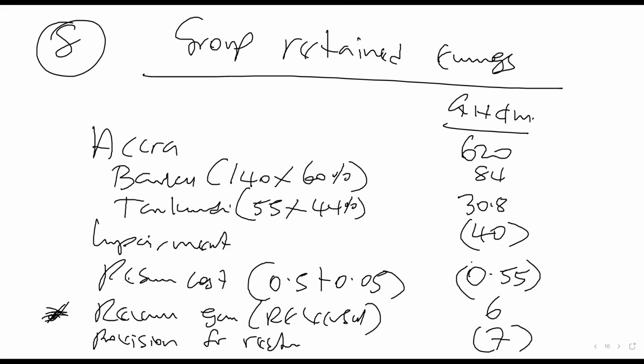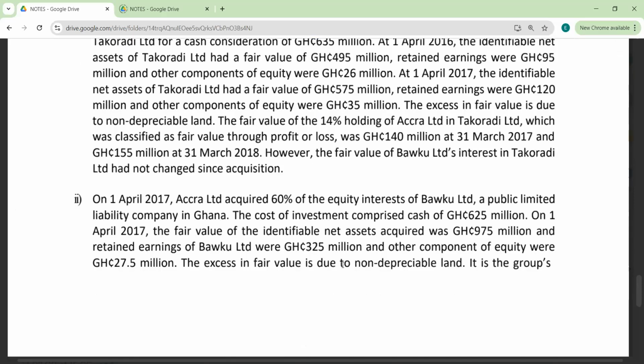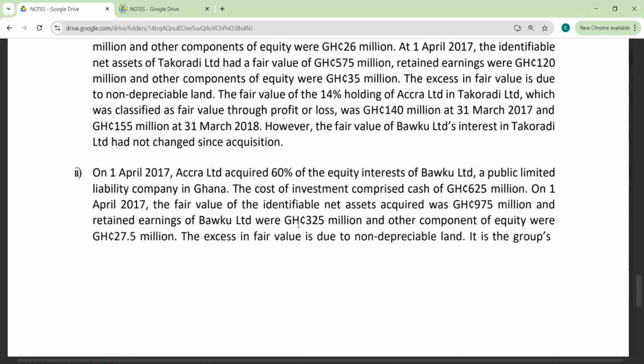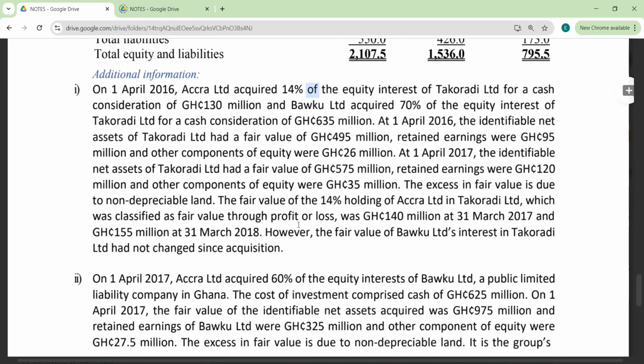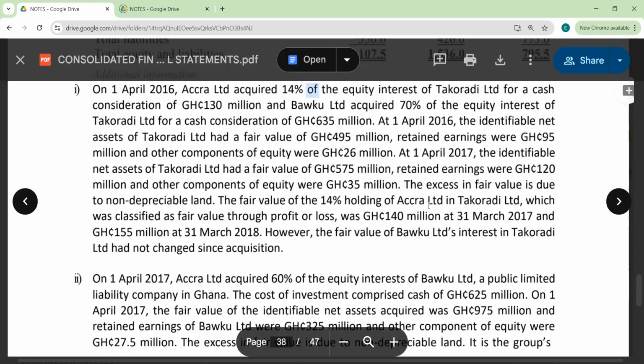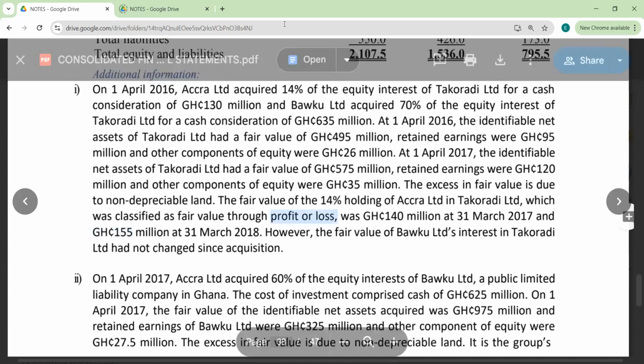Now let's go to a particular note. I told you that we'll be doing it. It's in the footnote. The 14% Accra Limited acquired. You see the 14%. At the date of acquisition, the fair value was 140. But at the reporting date, it was what? 155. Gain or loss? Gain. And they said 15, the fair value through P&L. So can we add it to it?